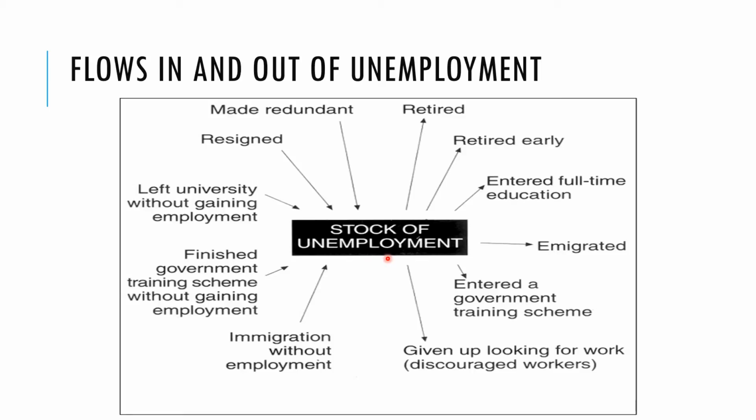But there might be reasons why people flow out of unemployment. If they retire, or they retire early, or they go back into full-time education, or they leave the country, or they join a training scheme, or if they're discouraged and become economically inactive, these would all be reasons why the stock of unemployment would go down.